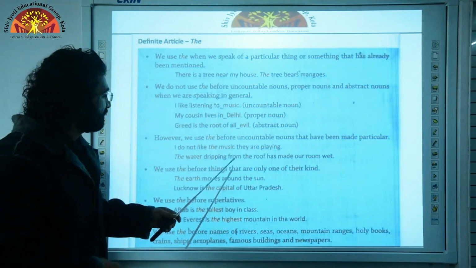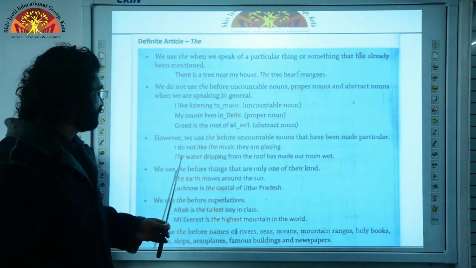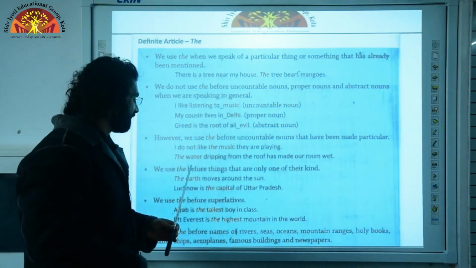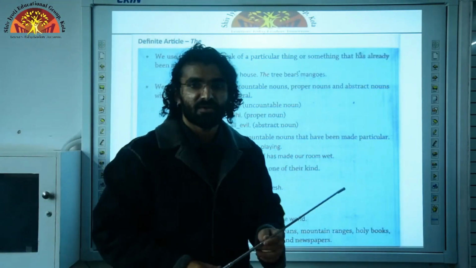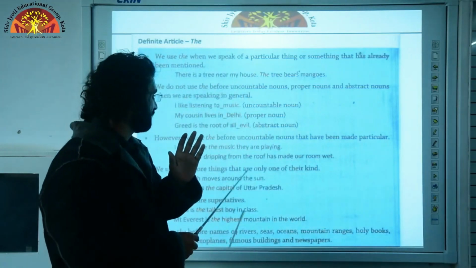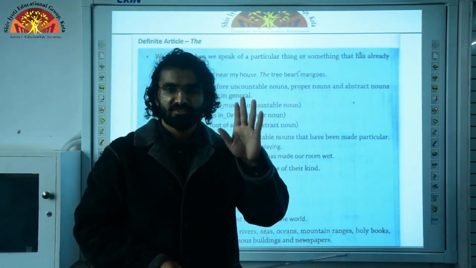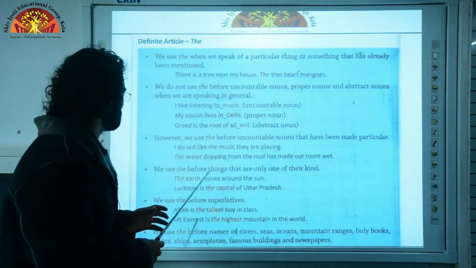The water dripping from the roof has made our room wet. Here we have used the article the. Why? Because I'm talking about the water, the particular water which has been dripping from this roof. Alright, so I'm talking about the particular water, although there is no such thing happening here. It's just to make you understand.